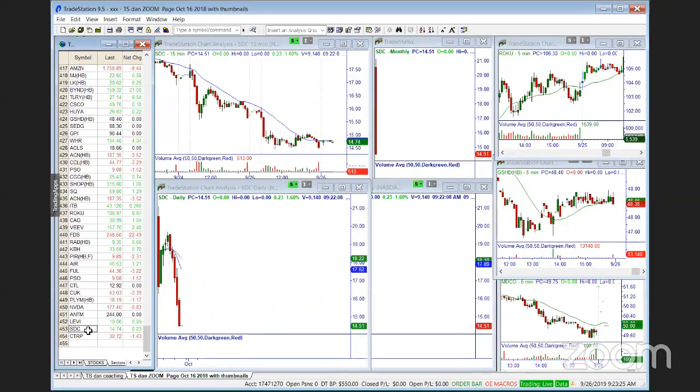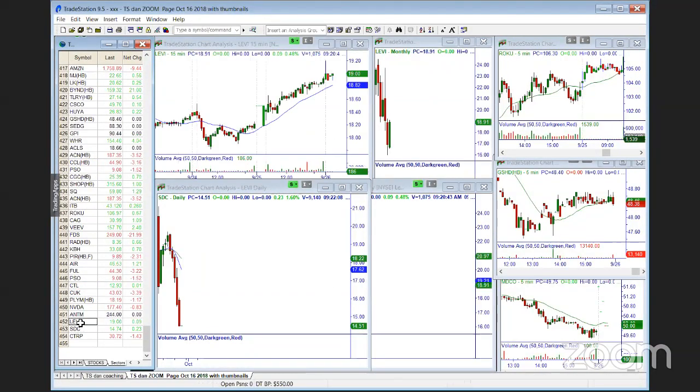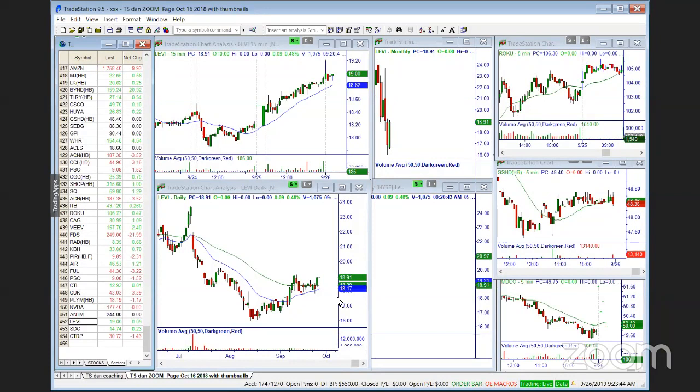SDC. They were just showing on CNBC some of the recent IPOs. So I looked at this one and I said, wow, Smile Direct, whatever the heck they do. Look at that, opened up at 2050. Wow. Levi was another recent IPO, which I like. I like this setup.